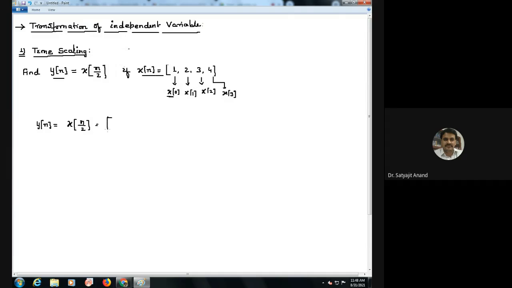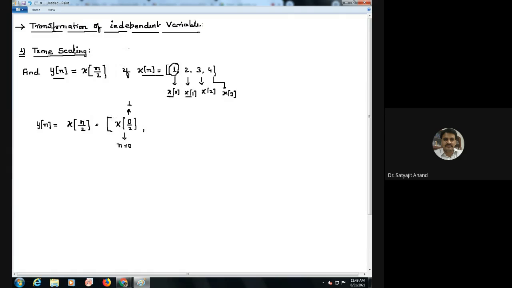So n equal to 0 is a valid number. I may consider x[n] equal to x[0 by 2], and 0 by 2 is 0. So this is for n equal to 0. x0 by 2 is x0, and this value is 1. X0 is 1, which is given to us. Simply I copied it here.